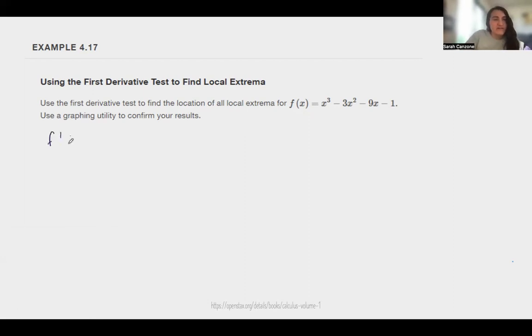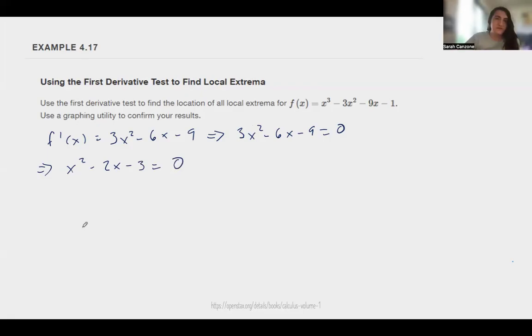Let's take the derivative. F prime of x equals 3x squared minus 6x minus 9. In order to use the first derivative test, we have to set this equal to 0. So 3x squared minus 6x minus 9 equals 0. But I don't want to factor something with a 3 in front. I notice that every single term here has a 3 in it, so I'm going to divide everything by 3. 0 divided by 3 is 0, so we're good there. What I get is x squared minus 2x minus 3 equals 0.